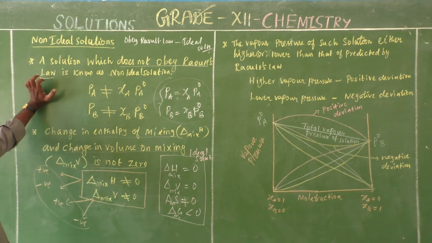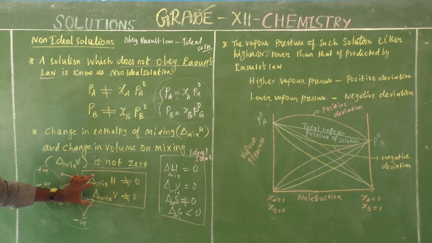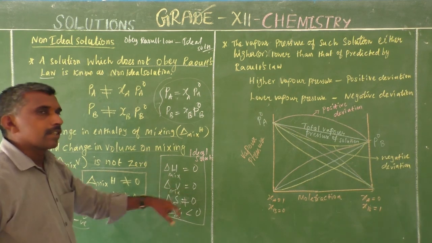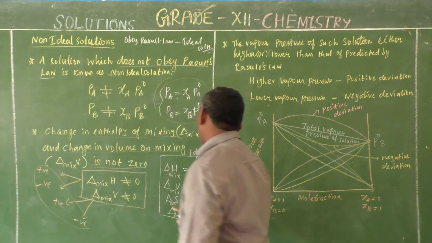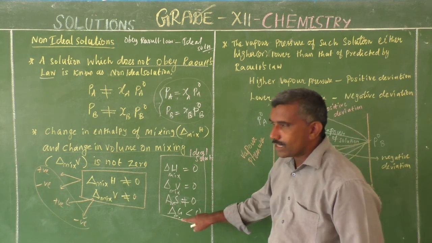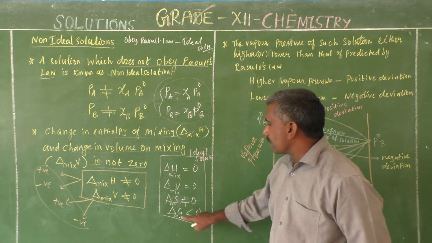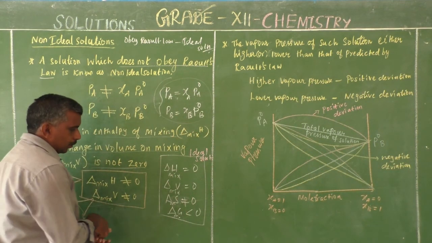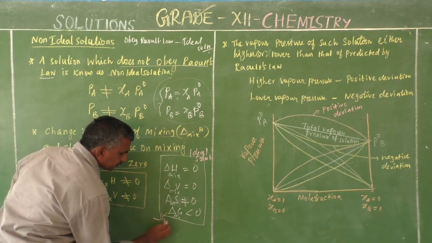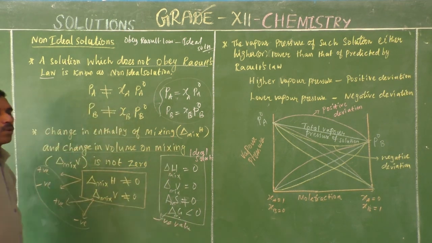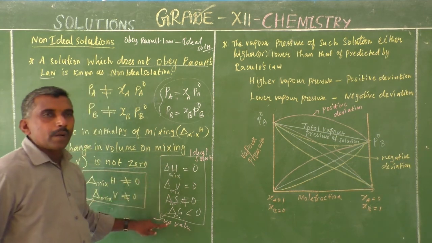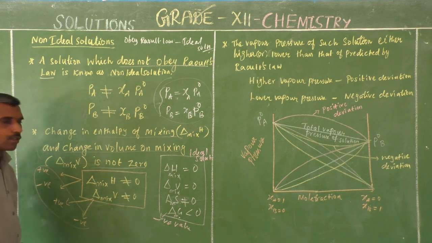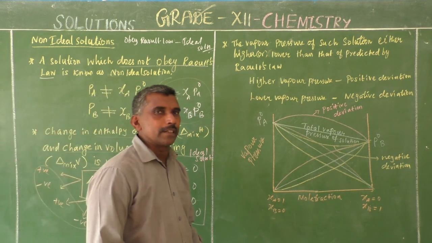For an ideal solution, the properties are: delta H mixing is equal to 0, delta V mixing is equal to 0, entropy of mixing is not equal to 0, and the Gibbs energy of mixing is less than 0, a negative value. These are the four properties of an ideal solution. Here, delta H mixing is not equal to 0 and delta V mixing is not equal to 0; these are the non-ideal solution properties.